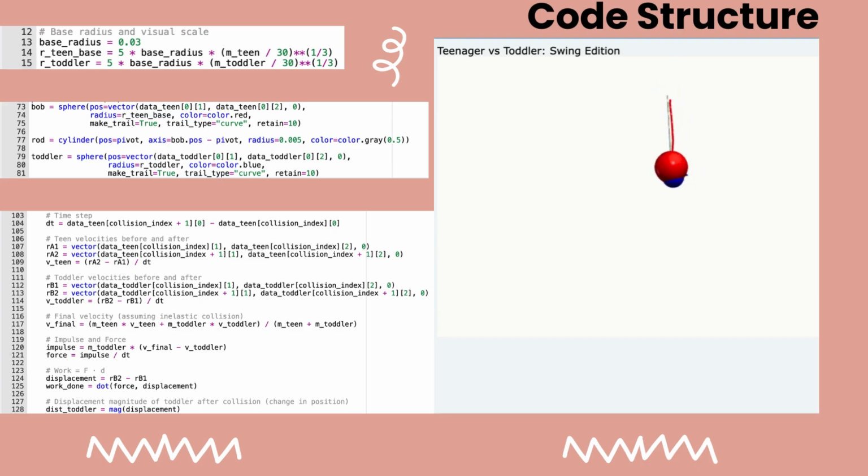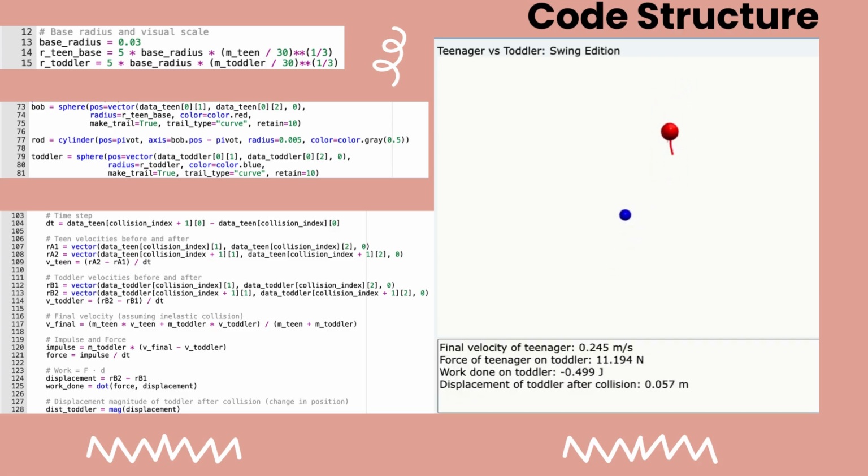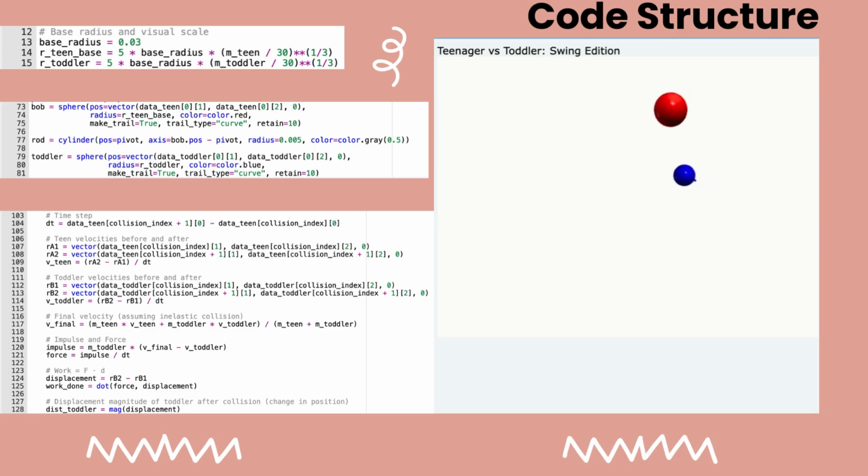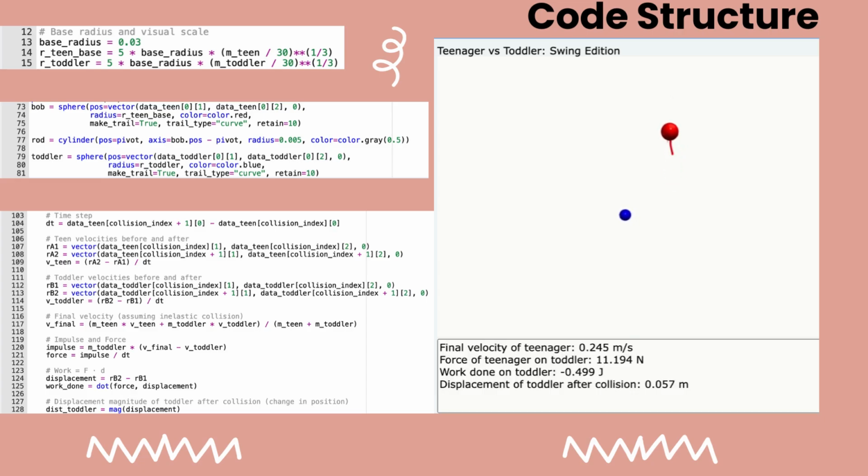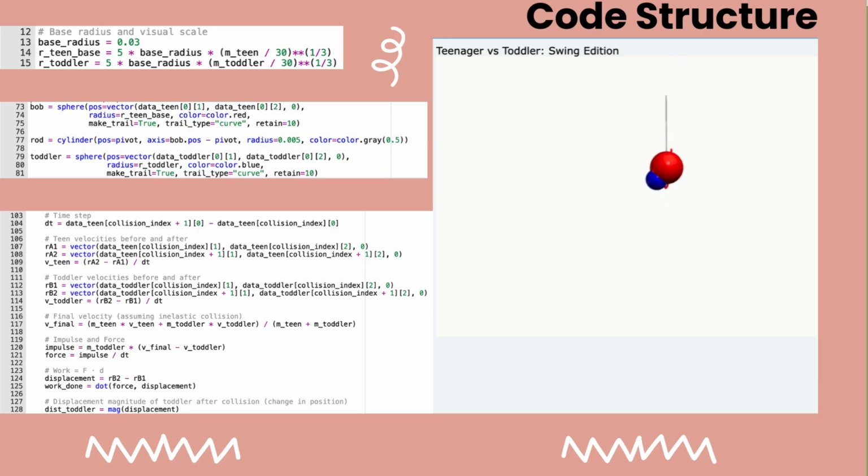Velocity is calculated by the change in position over a small time interval. The magnitude of the final velocity and the magnitude of the force applied by the teen on the toddler are calculated. Work is computed using the dot product of force and displacement, and the magnitude of the toddler's displacement after the collision is also calculated.